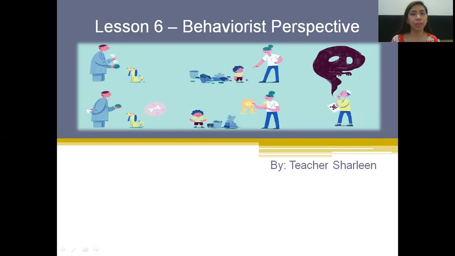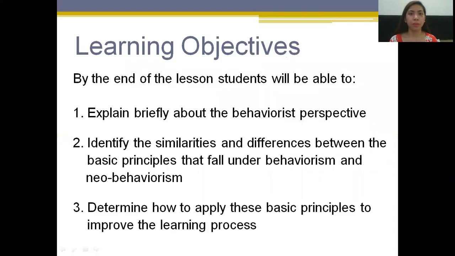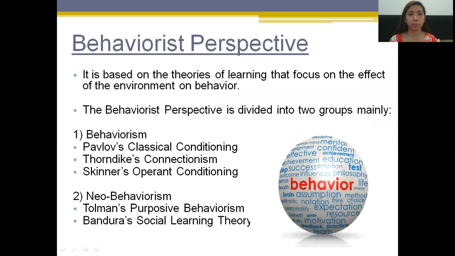We are now on lesson 6 and we will be learning about behaviorist perspective. For this lesson, we have 3 learning objectives. First is to explain briefly about the behaviorist perspective. Second is to identify the similarities and differences between the basic principles that fall under behaviorism and neo-behaviorism. And third is to determine how to apply these basic principles to improve the learning process.